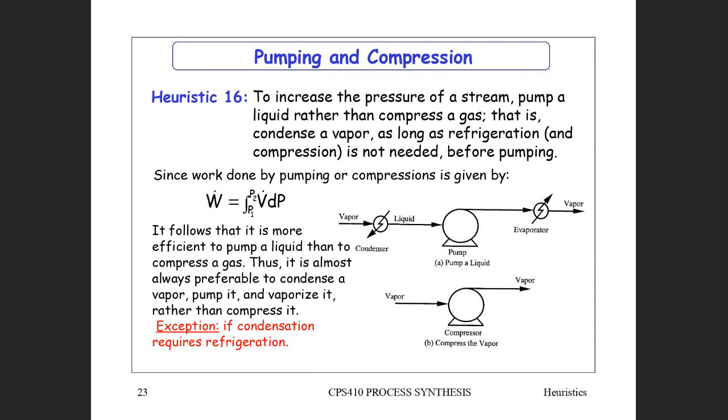as a rule of thumb, you can say that vapor has about 1,000 times more volume than the associated liquid. So essentially, the amount of work to compress a certain mass flow of vapor is going to be 1,000 times more than pumping a liquid across the same pressure difference. So it follows that it is more efficient to pump a liquid than to compress a gas. Thus, it is almost always preferable to condense a vapor, then pump it, and then re-vaporize it, rather than compress it.